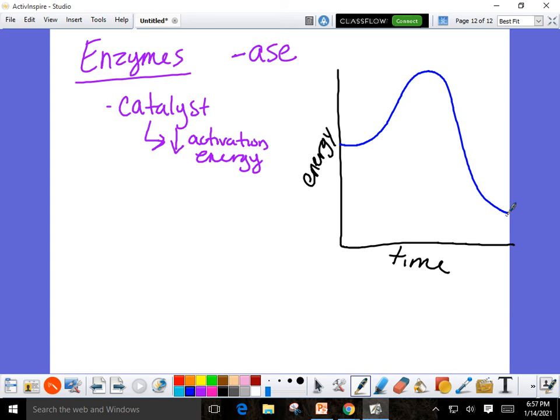If you're breaking something down in your body and you don't have the enzyme for it, you can still do it. It's just going to generate a lot of heat, and it might not be good for you. So you have enzymes in your body.